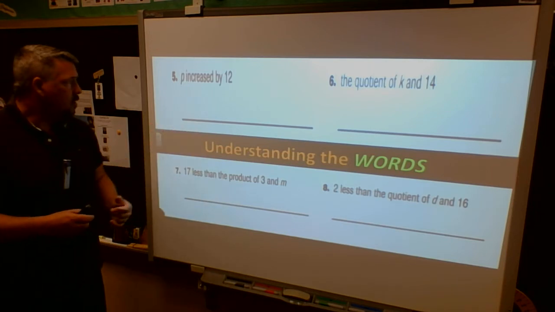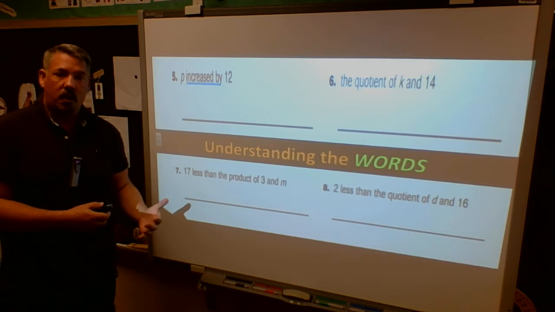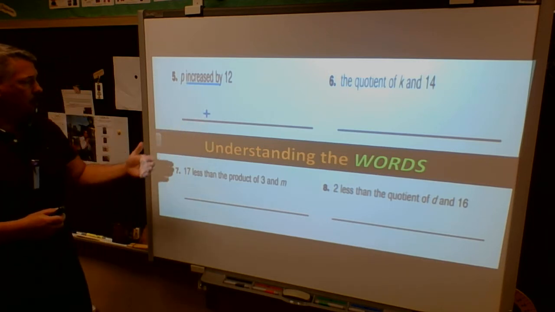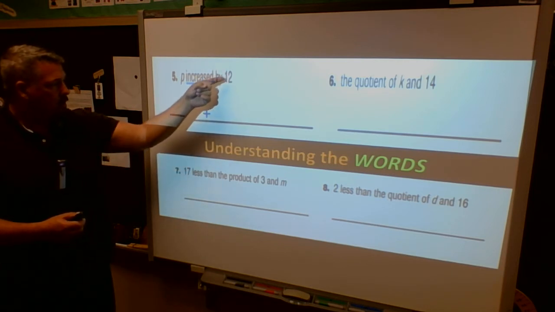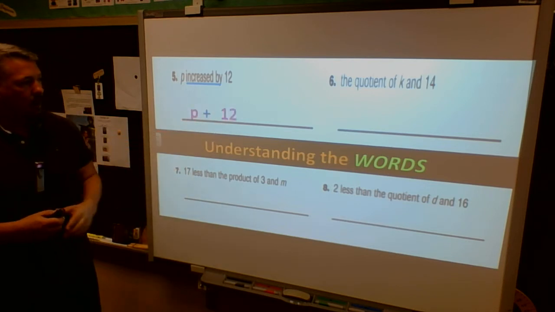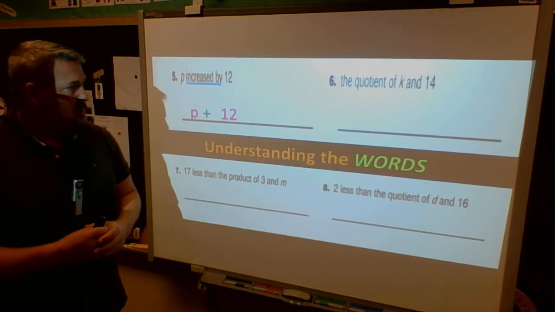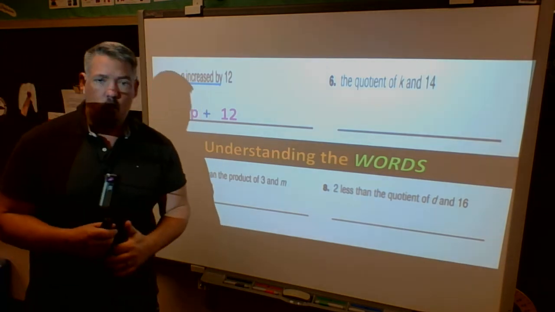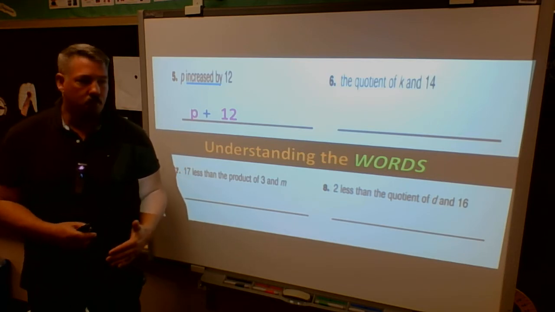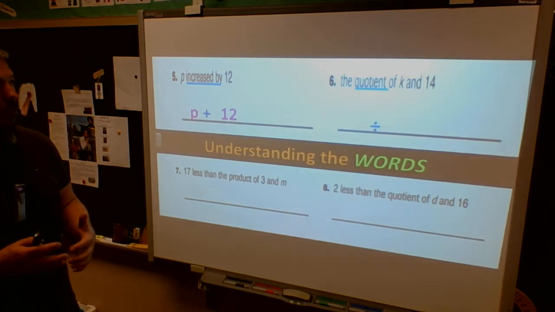On number 5 then, P is increased by 12. Well, increased is once again also going to be addition. So I know I'm going to be adding, and what am I going to be adding? Well, by something, so that has to go second, therefore P has to be first, increased, adding 12. That's my point. 6, the quotient of K and 14, and we should know by now that a quotient is the answer to a division problem. So I know I'm going to be dividing. What am I going to be dividing, or what order?